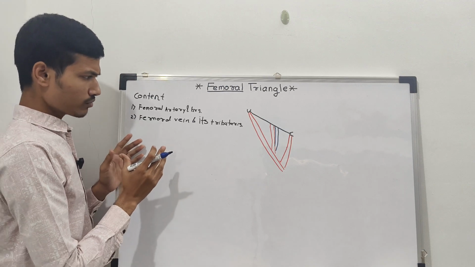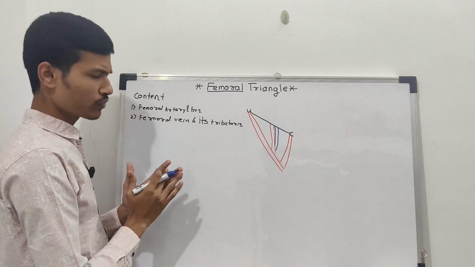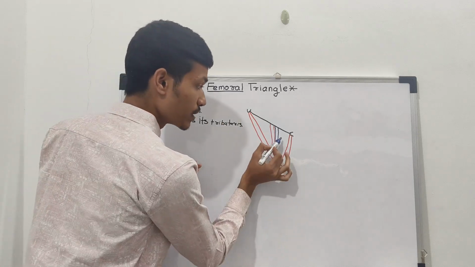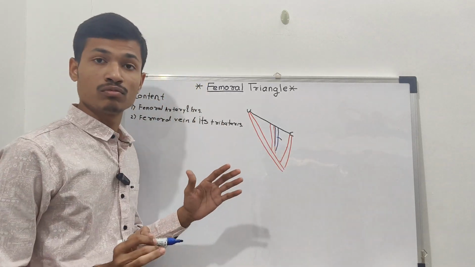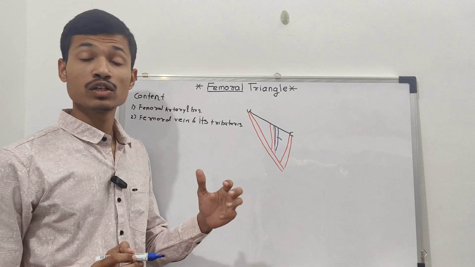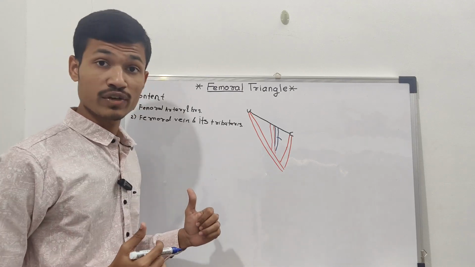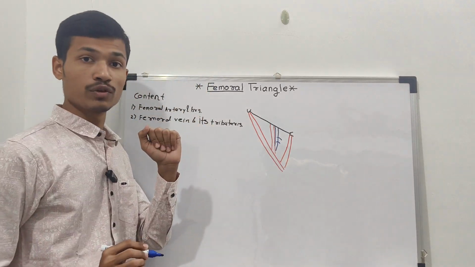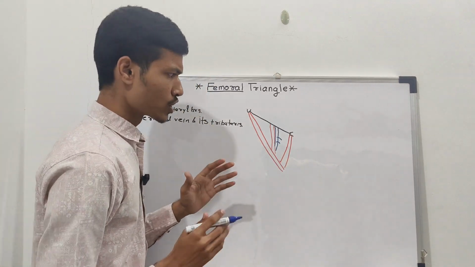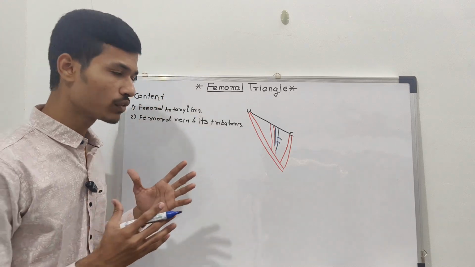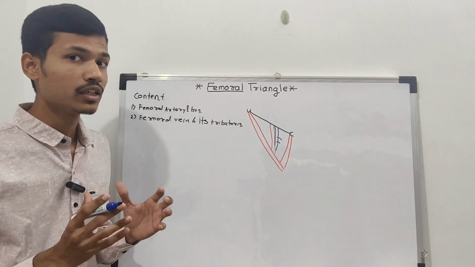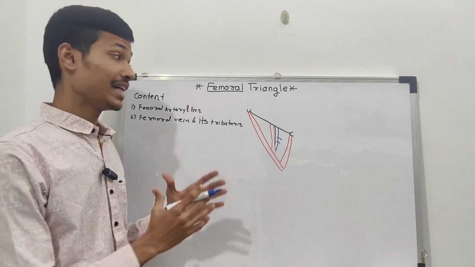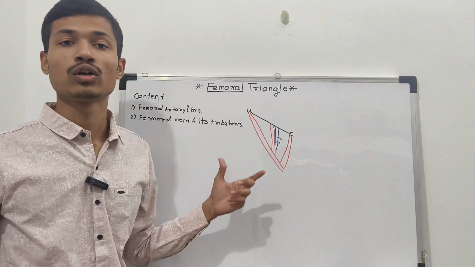And what are the tributaries of this femoral vein? It is the great saphenous vein. The great saphenous vein drains into it. Then we have the circumflex veins draining into the femoral vein, and also the veins that accompany the branches of the femoral artery drain into this femoral vein.